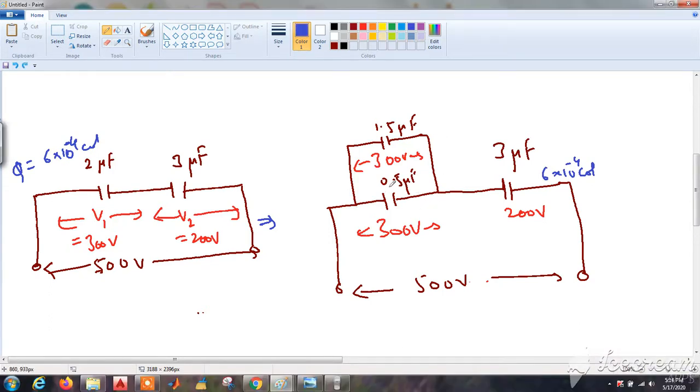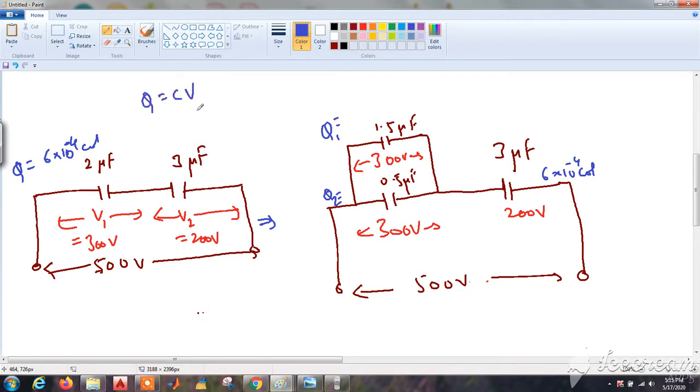Now we know that the charge, that is 6 into 10 power minus 4 coulombs, will not be the same when capacitors are in parallel. It will be the same when capacitors are in series. So let this be Q1 and let this be Q2; both will be different. We know that Q is equal to CV.